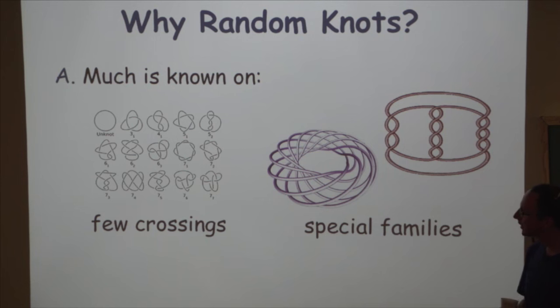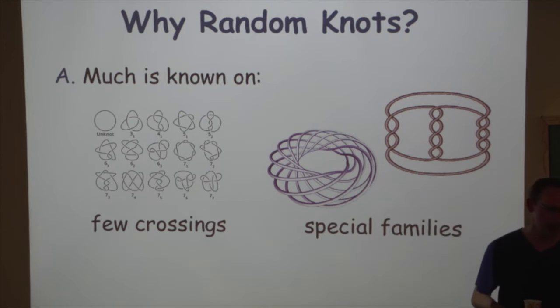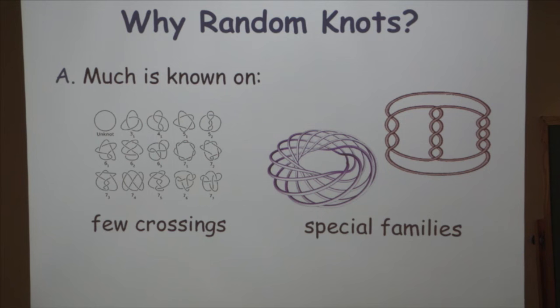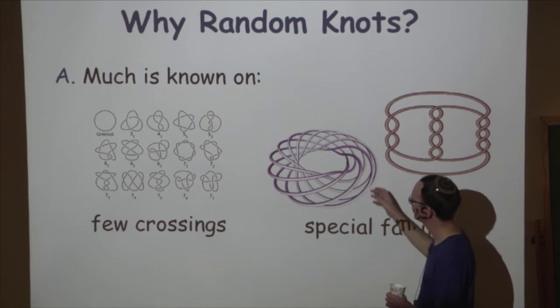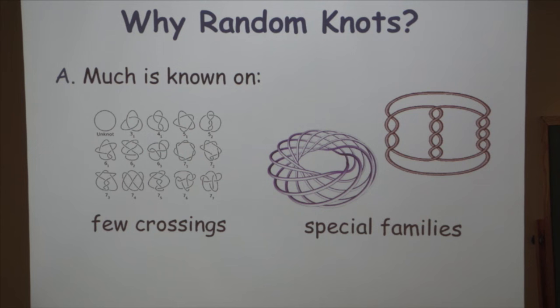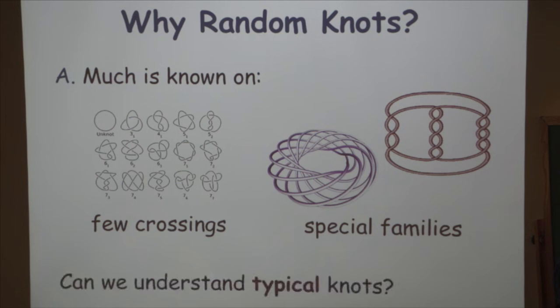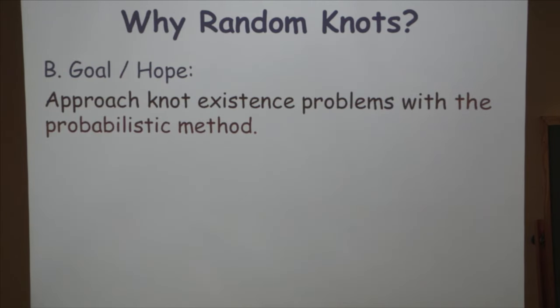So much work in knot theory so far was about special cases. There has been a lot of research about knots with few crossings, and also about some special families of knots, like the torus knots, which are very special, and a lot is known about them: crossing number, unknotting number, etc. We want to understand what typical knots look like, what properties typical knots have. So we have to define what's typical, and of course typical will depend on the random model, but we believe that this will give us more insight into knot theory, and in particular it would enable us to use a probabilistic method in knot theory.